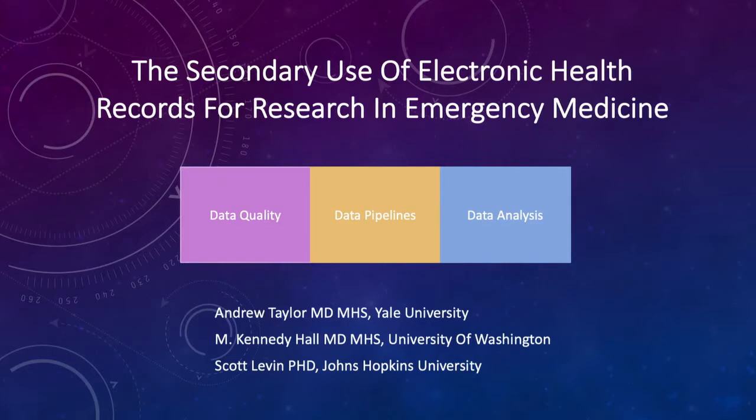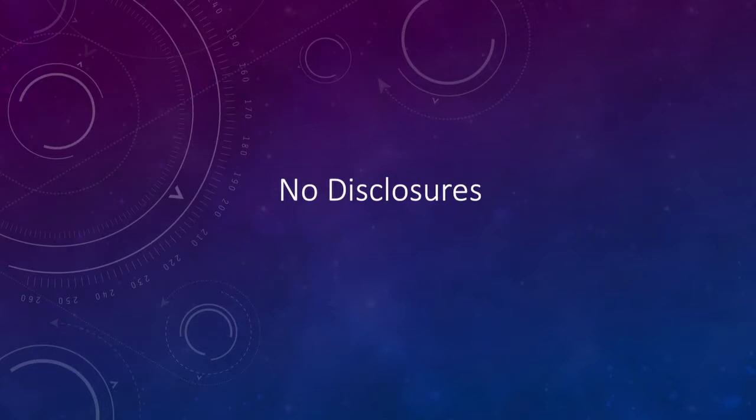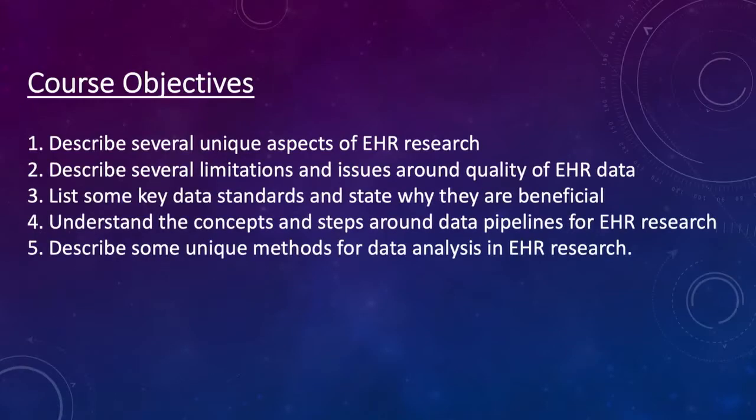We have a fair amount to present. We don't have any real disclosures that are particular for this talk. So here are the course objectives that we're going to try to cover. One, we want to describe some of the unique aspects of electronic health record research. It's definitely different than randomized controlled trial data and other things that you might encounter. Because of that, we also wanted to cover some of the limitations and issues around the quality that you're going to have with the EHR data.